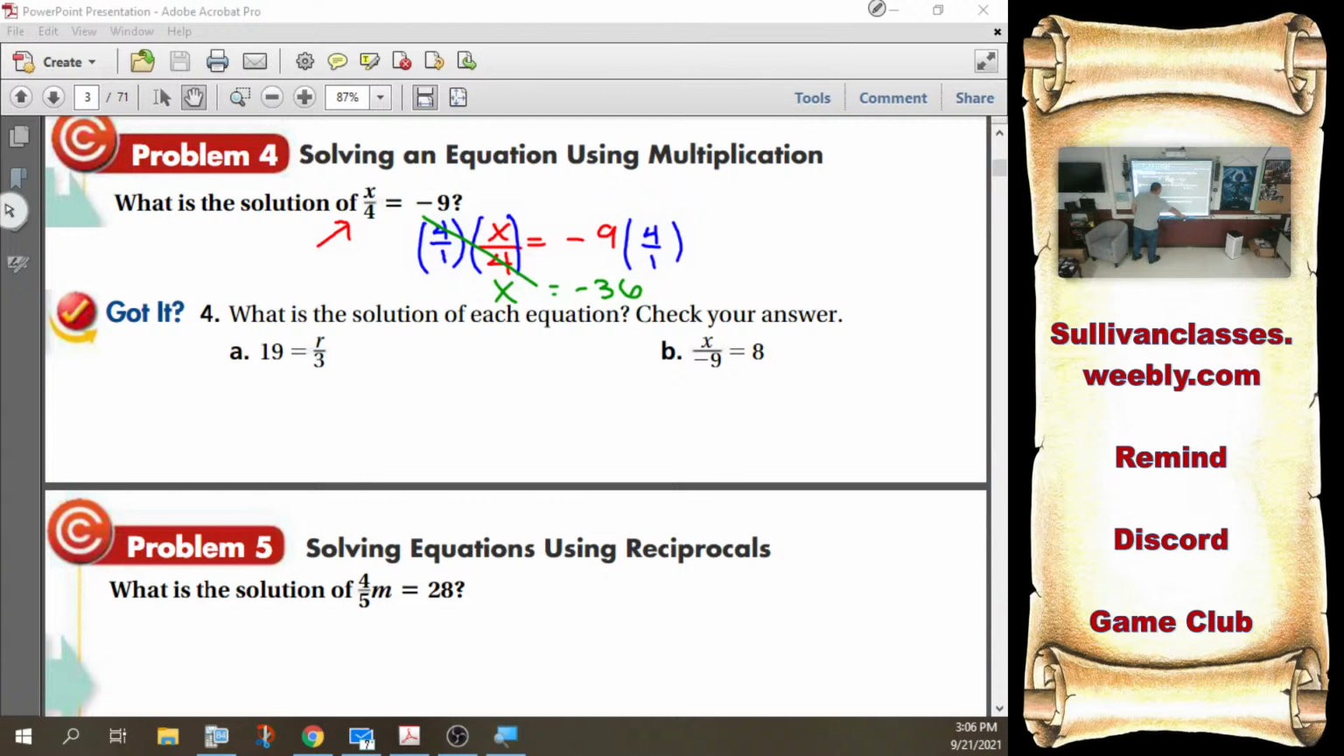Now if I think that x is negative 36, go back to the original, negative 36 over 4, and is that actually negative 9? Yeah, negative 9 is negative 9. I win. Do the same thing here and here real quick. If they say divide by the thing, I undo it by multiplying by the thing.